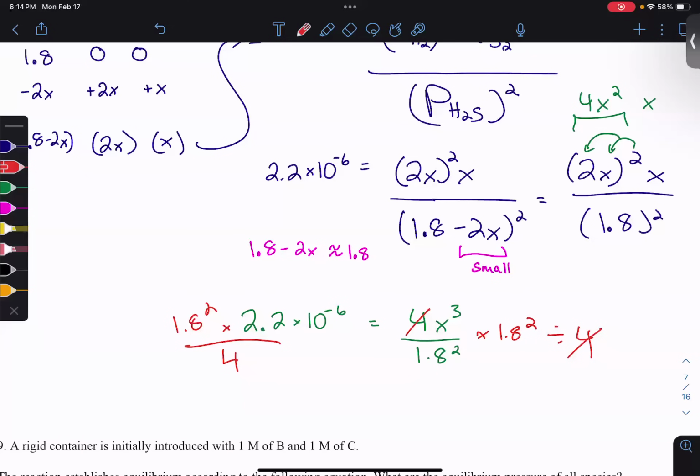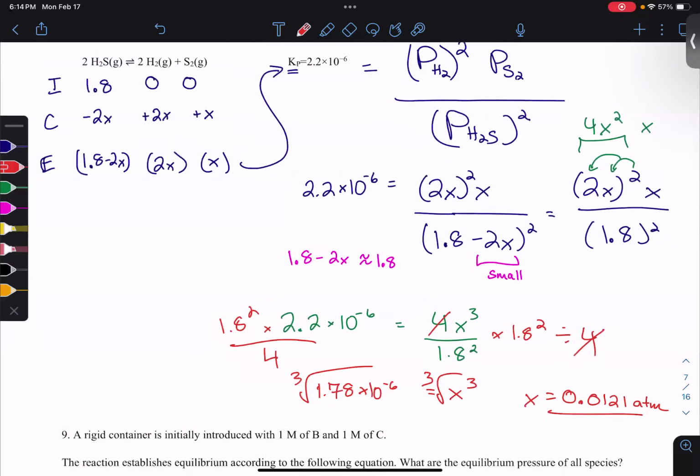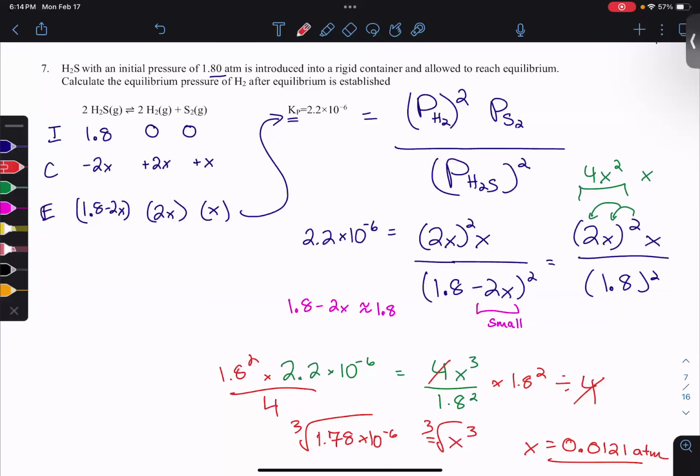And so when you do that, I think you get something that looks like 1.78 times 10 to the negative 6 equals x cubed. And so you're going to do a cube root on both sides. And then you get that x is equal to 0.0121 atm. All right. So, is that our answer? What does the question actually want? Yeah, the equilibrium pressure of what?